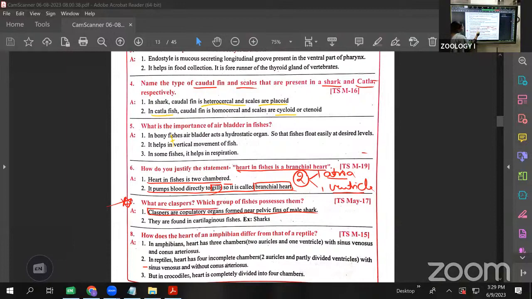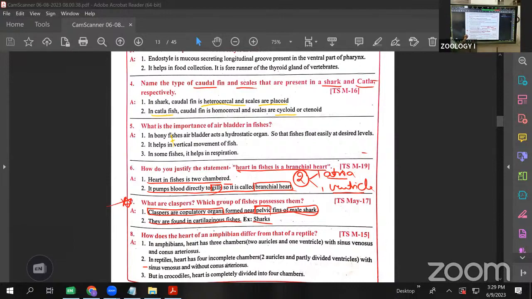Claspers are useful for copulation purposes. That's why we call claspers the copulatory organs. They are formed near the pelvic fin in the male shark. Male sharks have claspers, the copulatory organs in the pelvic region. They are found in cartilaginous fishes. Claspers are present in the male in the pelvic region. An example is sharks.